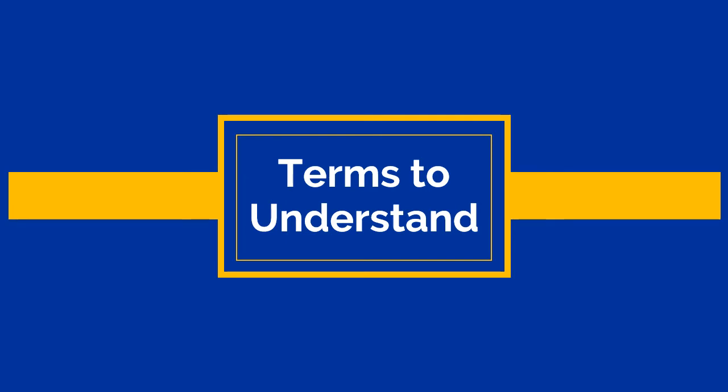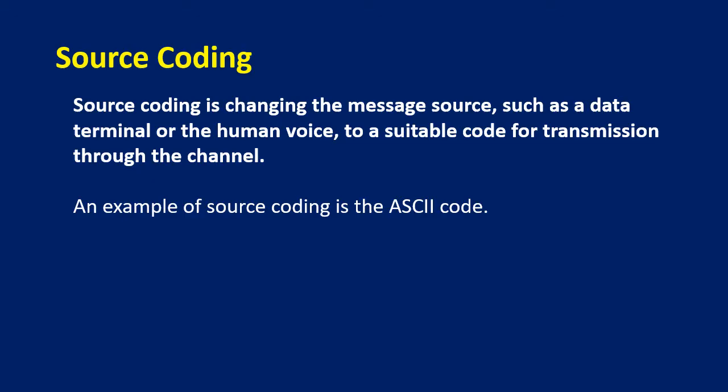First, let's look at the terms that we need to understand. Source coding. What is source coding? Source coding is changing the message source, such as data terminal or the human voice, to a suitable code for transmission through the channel. I will show you later the ASCII code. The point is, from your text, you want to encode it, so that's the one that you will transmit.